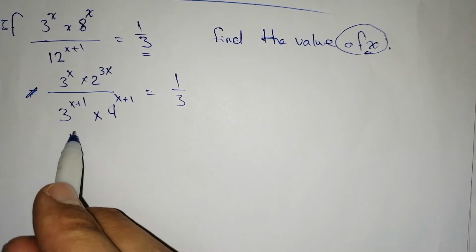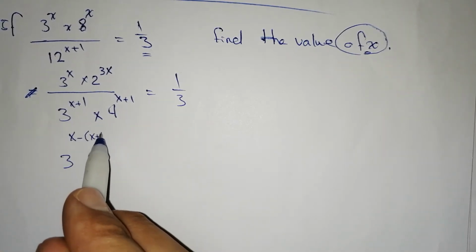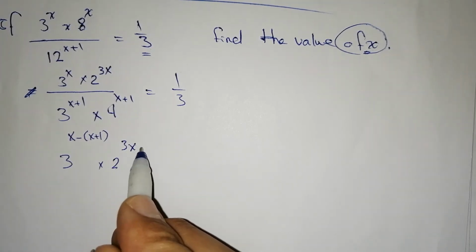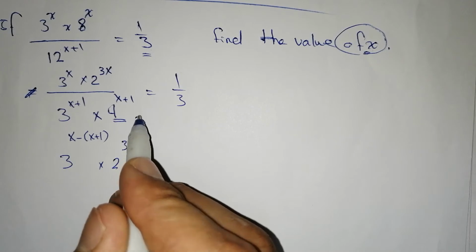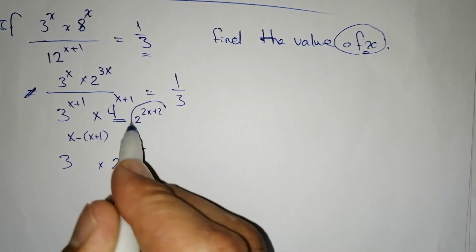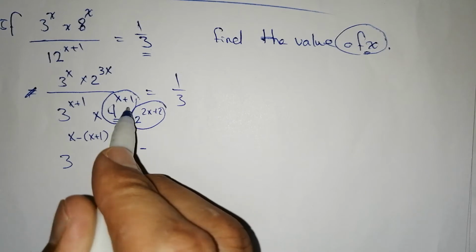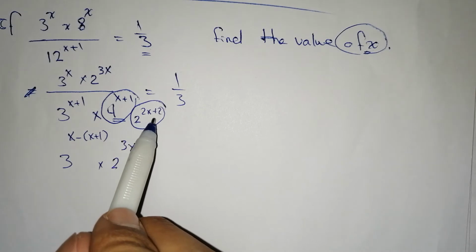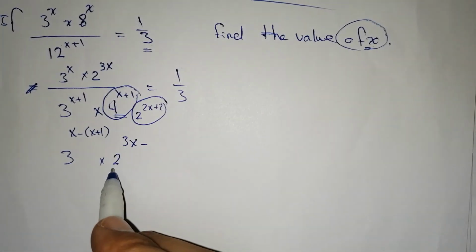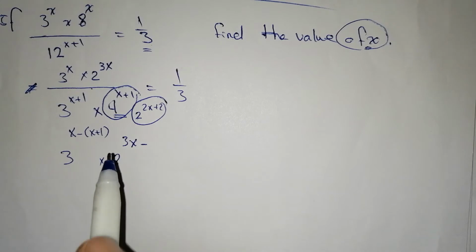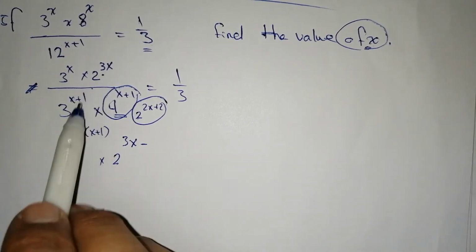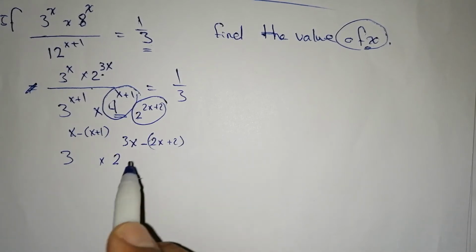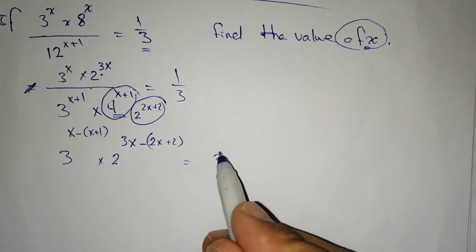So we have 3 power x minus x plus 1, and then we have 2 power 3x minus, we can write 4 as 2 power 2x plus 2, because 4 equals 2 squared. We can write 2 power 2x plus 2. And then we have a common base, which is 2, and then we have to subtract the powers. And then we have 3x minus 2x plus 2. And the right hand side, we have 3 power minus 1.